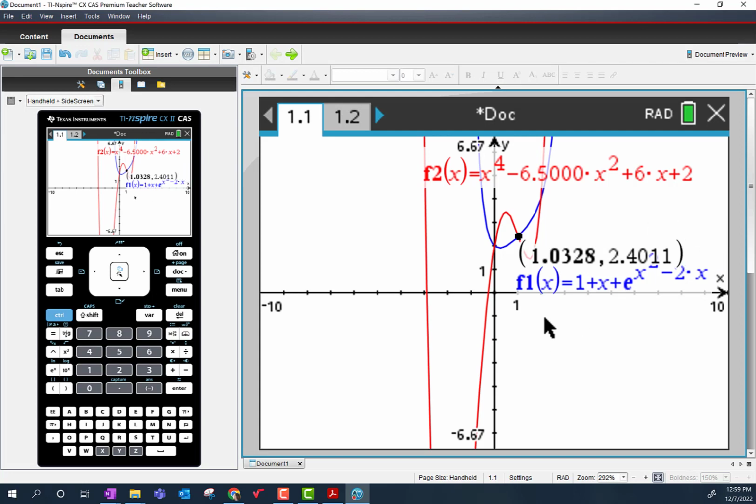So let's see. F is that 1 plus x business, and that we have in F1. Okay, so that's in F1, so that's the blue one, right? And G is the one that is in F2. G is the x to the fourth one. So let's go back, and they want h to be the vertical distance between the graphs of f and g.